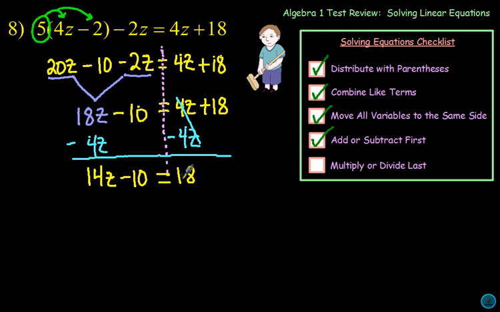So that says 14 times z. So we know that how we get rid of multiplication is we divide. And then that says minus 10, which we know that how we get rid of subtraction is we add. And we know that we add or subtract first. So let's go ahead and do that addition.